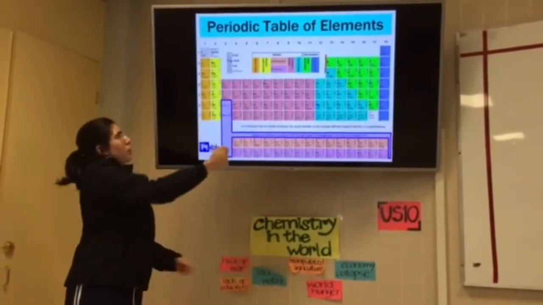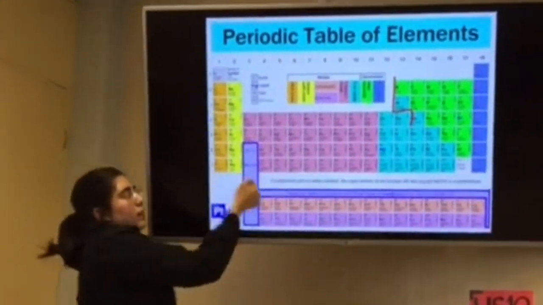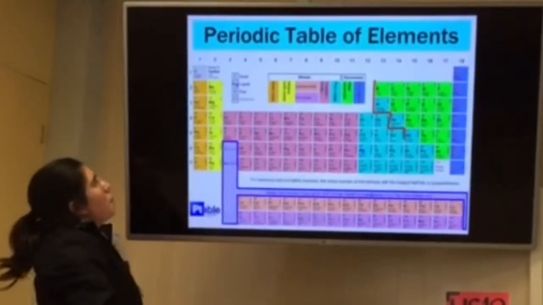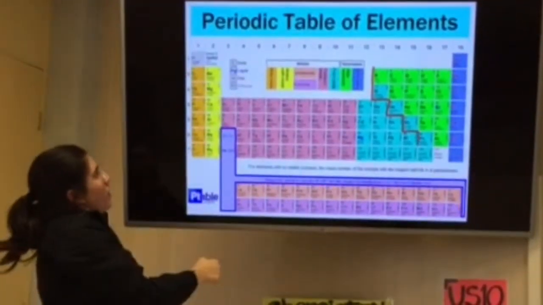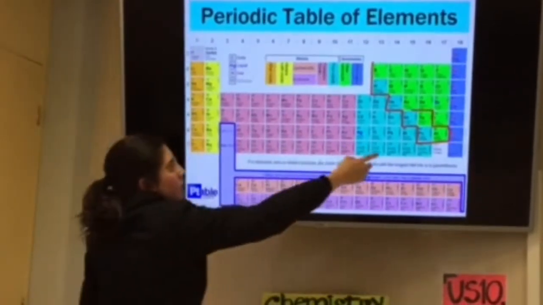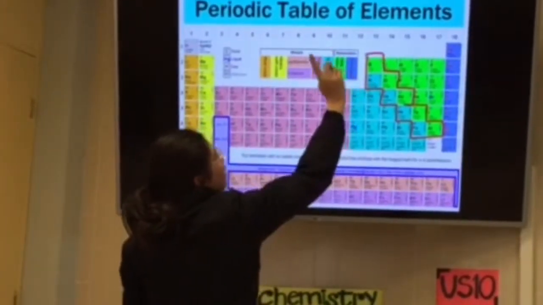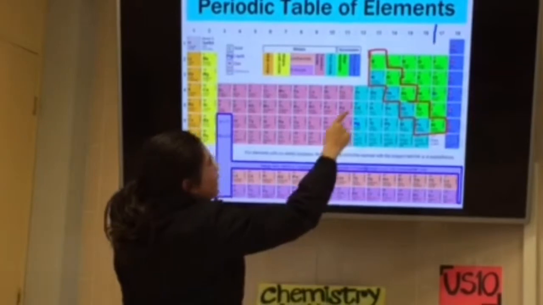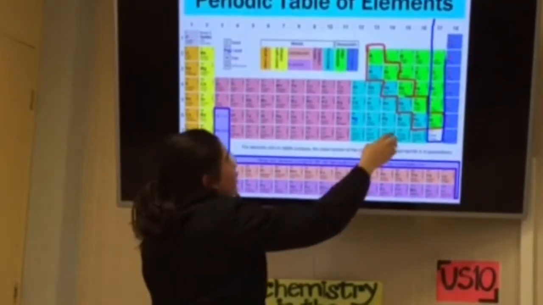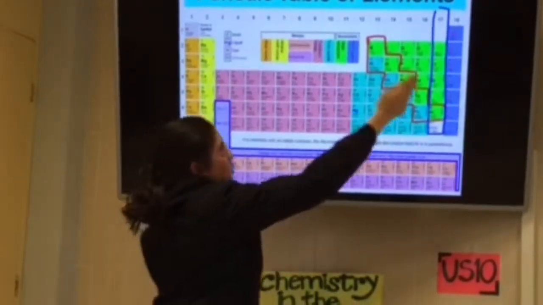This is the periodic table. These are the rows and these are the columns. The first is the alkali metals, and the second one is alkaline earth metals. And then this one is transition metals. This one is core metals. And then you can see boron, aluminium, silicon, germanium, arsenic, antimony, tellurium, polonium, and astatine are metalloids. Then these ones are halogens, and these ones are noble gases.